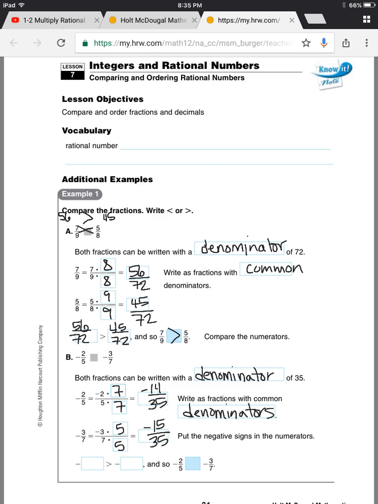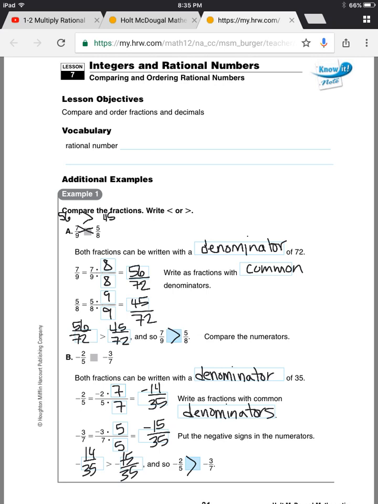Okay, now you have to remember though that negative numbers work a little bit differently, and that negative 14 is closer to 0 than negative 15. So actually negative 14 35ths is greater than negative 15 35ths. So negative 2/5 is greater than negative 3/7.